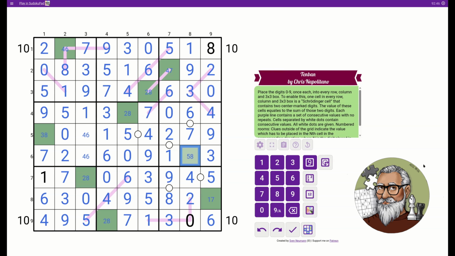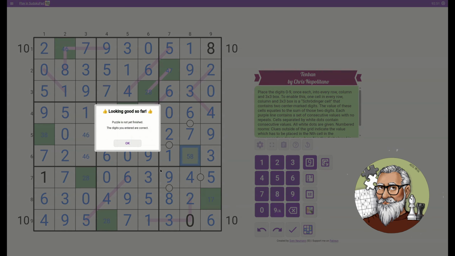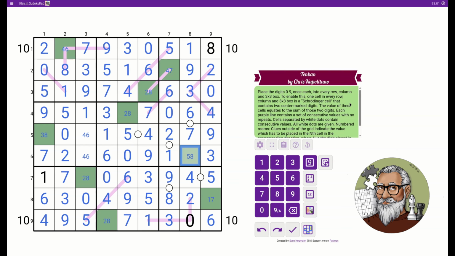Right. Well, moment of truth. Oh, puzzle is not finished. Oh, maybe there is no actual solution, right? So I'm going to look, verify that I have everything okay, and then I'll leave it at that.